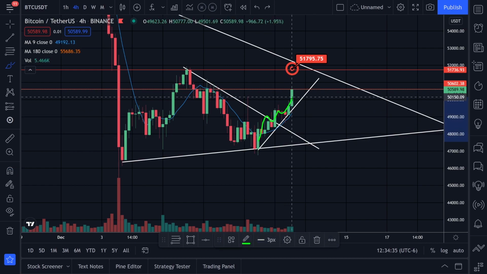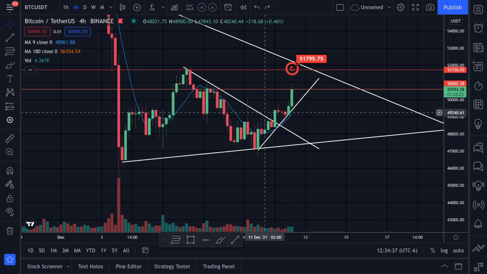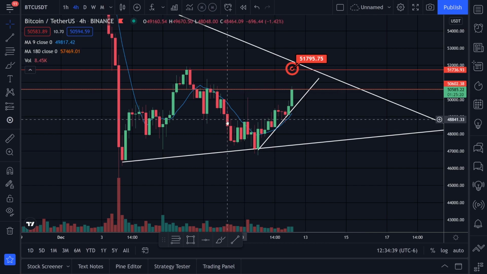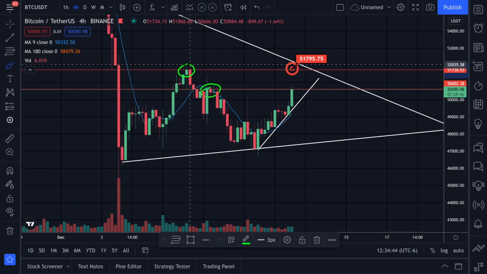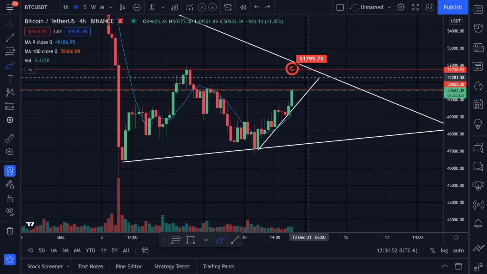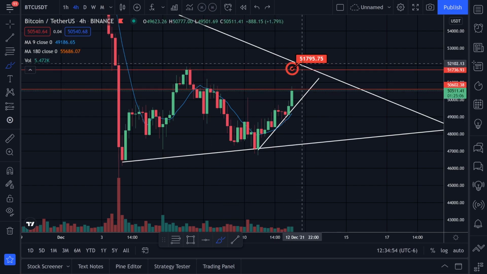We've been crawling on this uptrend like this. Let's go ahead and get rid of this downtrend right here because we broke it. The next areas that I was targeting are this resistance right here and this resistance right here. This target up here is sitting around 51.7K, 51.8K.